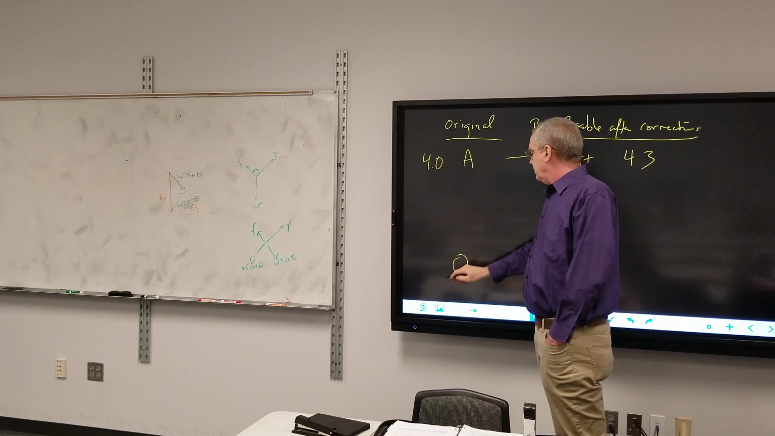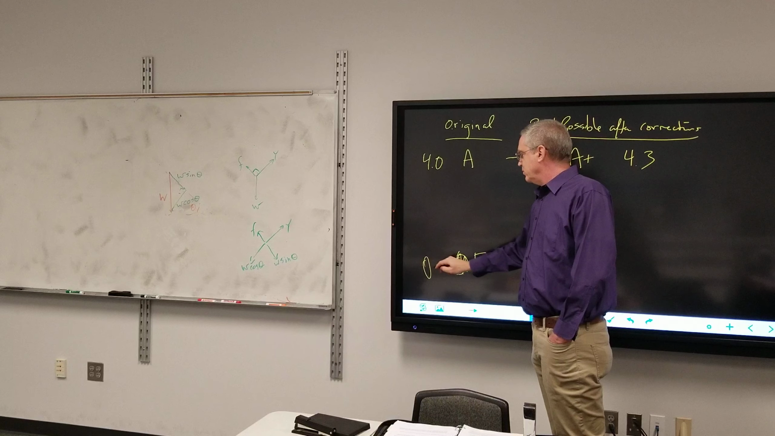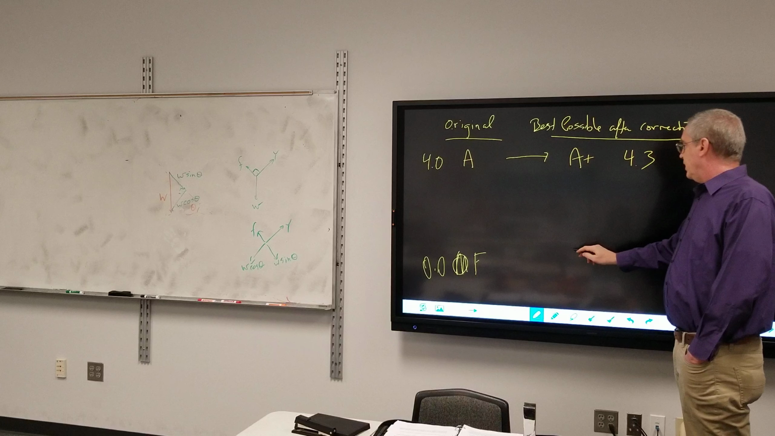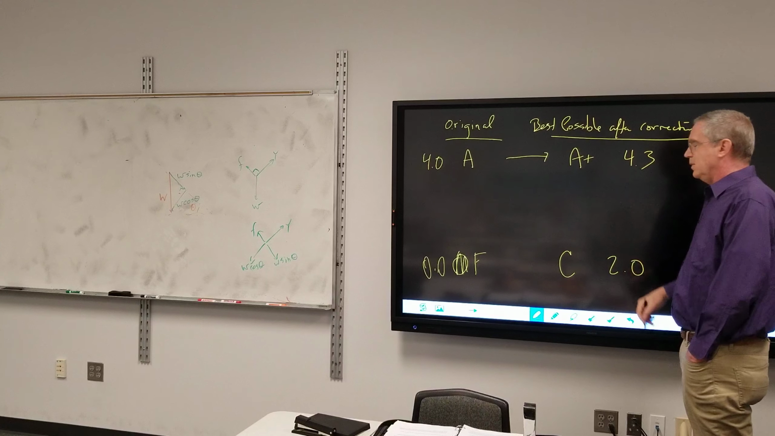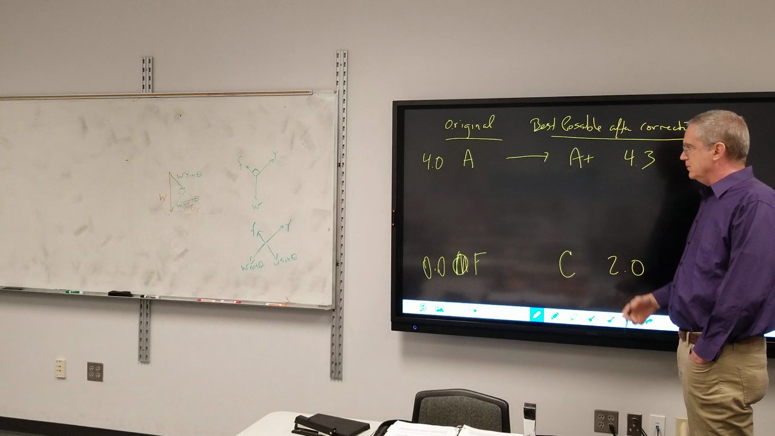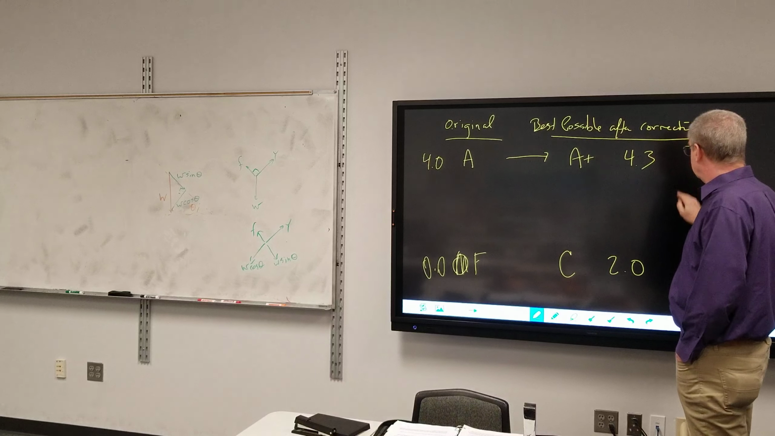If you failed it, 0.0, then you could bring it up to a C, which is a 2.0. So it's a sliding scale there. That sets up the parameters.